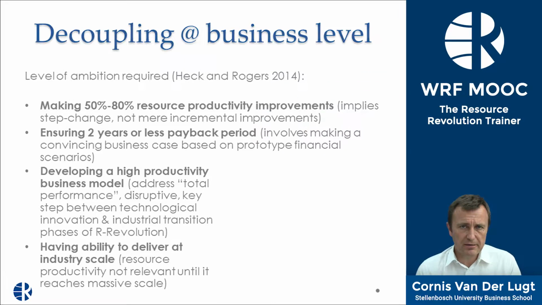Again, looking at decoupling at the level of your enterprise, some characteristics of winning solutions defined by the authors of the book The Resource Revolution are the following. The first is that you are challenged to introduce technologies that bring a 50 to 80% resource productivity improvement. So quite a significant resource productivity improvement and a step change expected here.